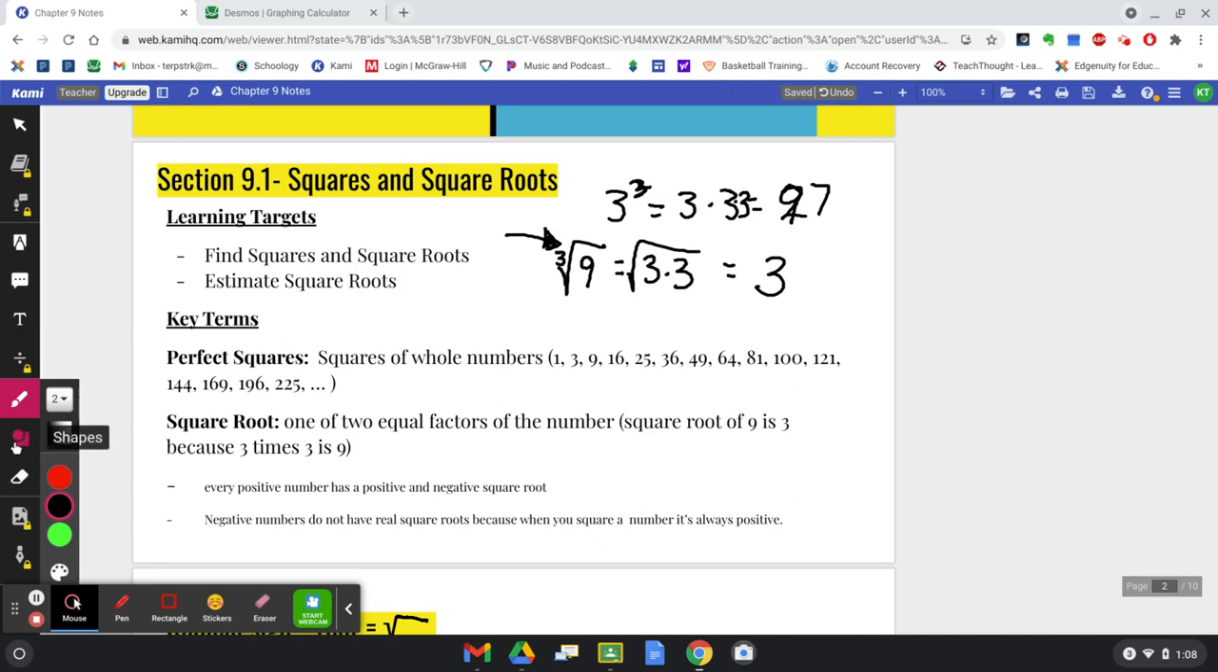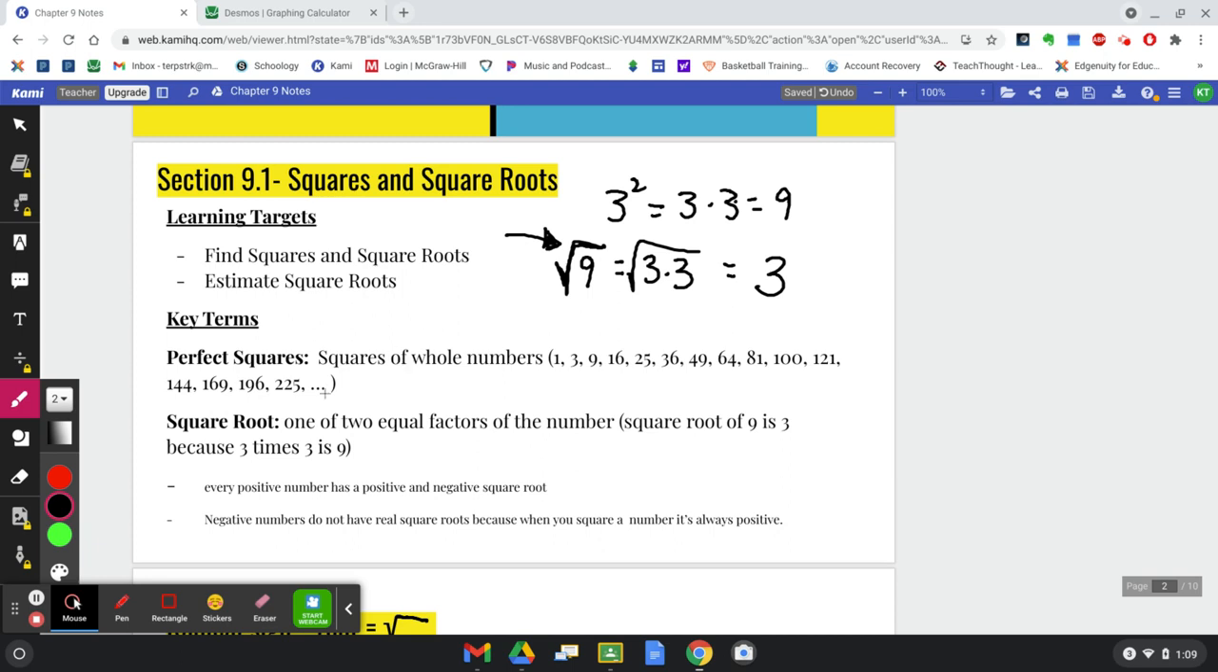But we're only going to be looking at square roots today, and so there's not going to be a number written there. 3 squared was 9. This is understood to be a 2. A square root. When you see just this radical symbol, it's understood to be a 2. So what we're going to look at today is how to find squares and square roots, and we're also going to learn how to estimate them.